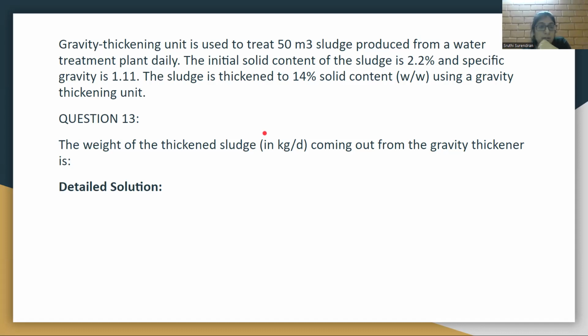Here, a gravity thickening unit is used to treat 50 meter cube of sludge produced from a water treatment plant. Initially, the solid content is 2.2% and specific gravity is 1.11. The sludge is thickened to 14% solid content by weight. What is the weight of the thickened sludge coming out of the gravity thickener is the question.